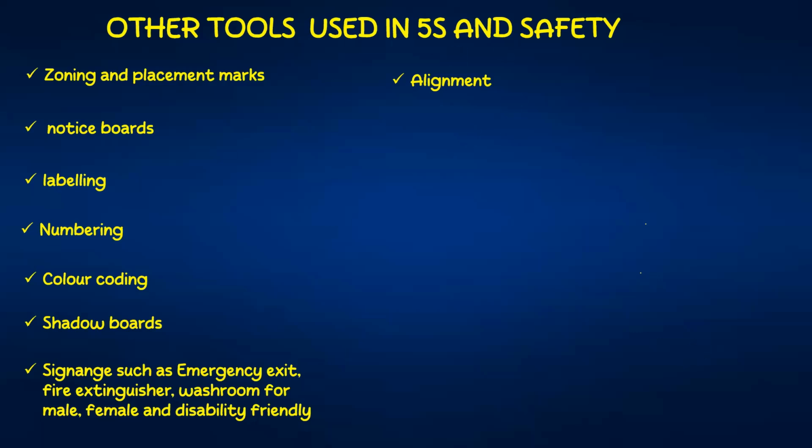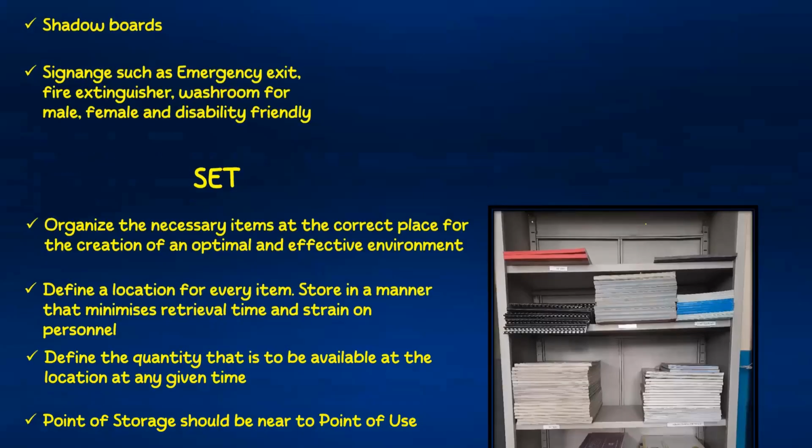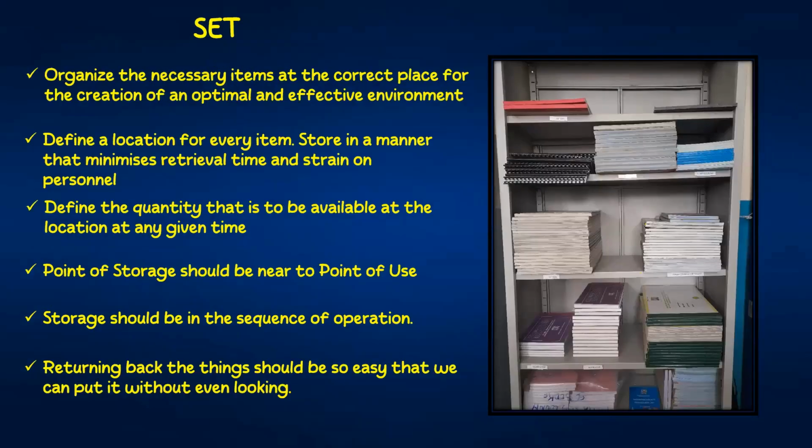So now that we know the other tools, let's jump into set. We've already done sorting. We have decided what is necessary and what is unnecessary. Now we come to set. So setting is where you organize all the items you found necessary in step 1. Every item should have a defined location. The items should be placed in a manner where you can see it, you can get it out, and you can replace it. And the rule is usually a 5-second rule. If you have placed it in a way that you can get it, retrieve it, and return it in 5 seconds, you are good to go, because that is the essence of 5S.